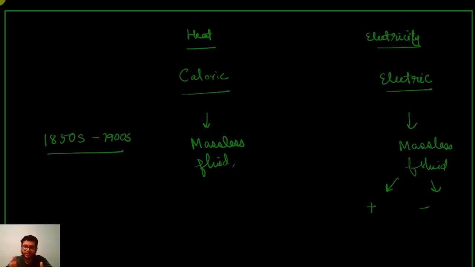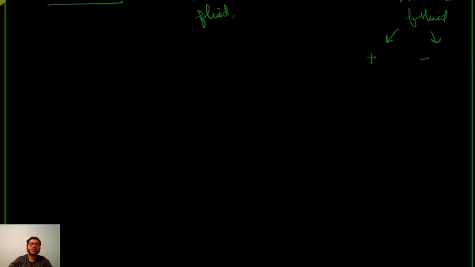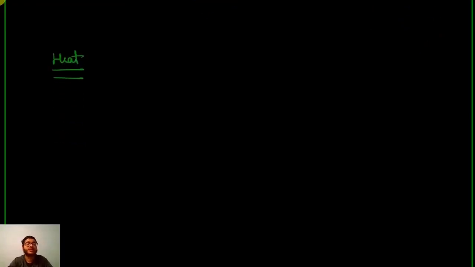So how were they broken? We obviously know now that heat and electricity don't work like that, right? Heat is basically kinetic energy, and electricity is the flowing of electrons or charged particles. So let's come to heat. Heat as a fluid was mainly broken by two experiments.